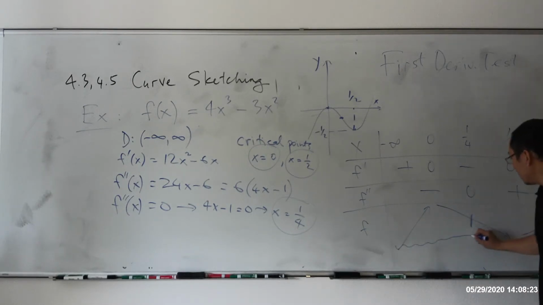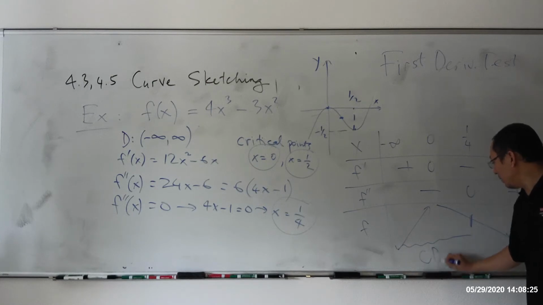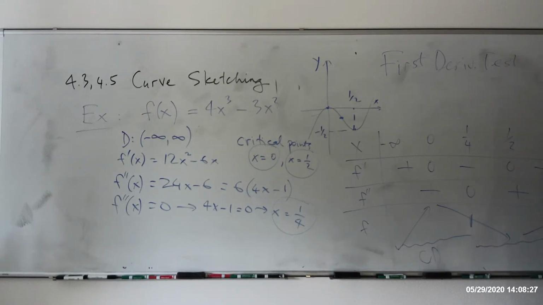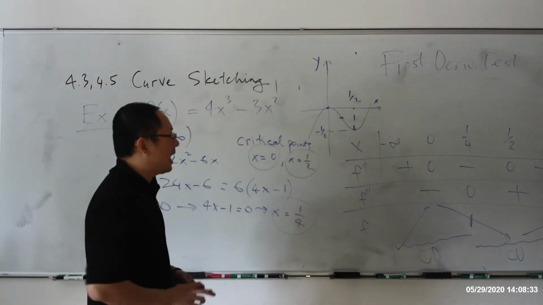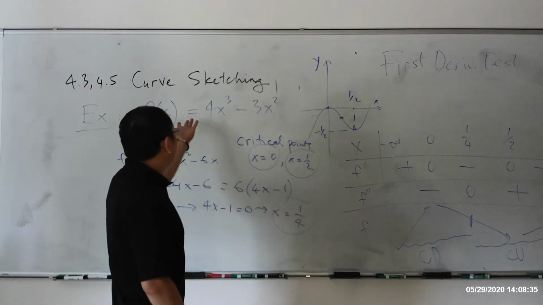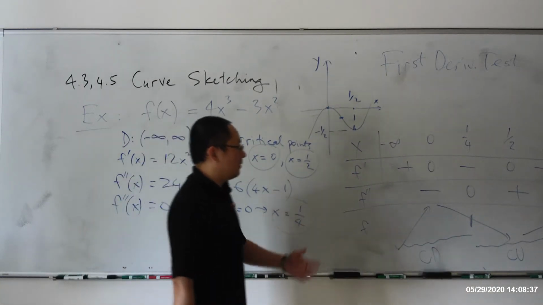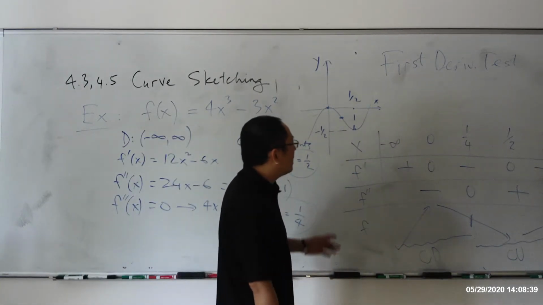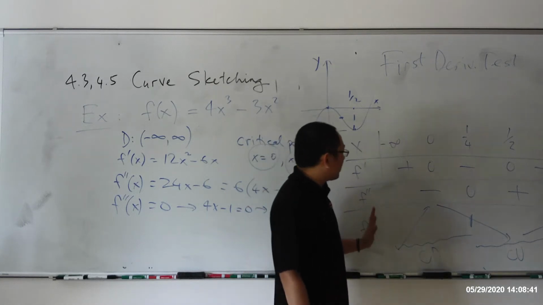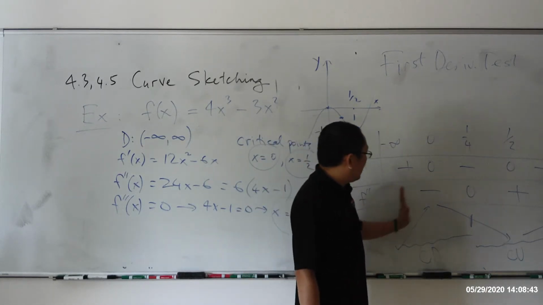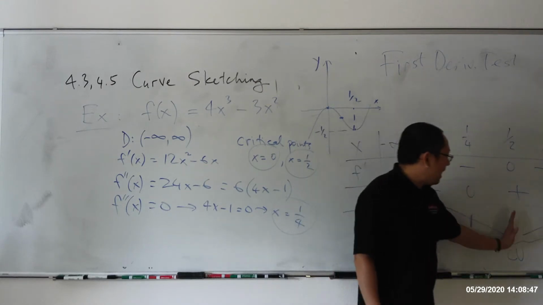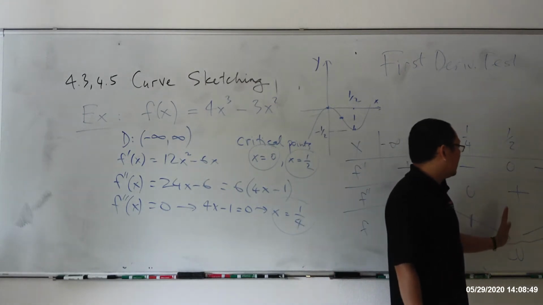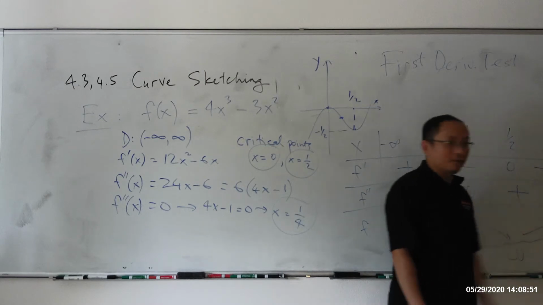From here to here, the graph is concave down. From here to here, the graph is concave up. So by looking at the table, even though I still don't have the exact graph for my function, at least I get a bunch of information. I can tell you that the graph will be increasing when x runs from negative infinity to 0. And then the graph will be decreasing from 0 to 1/2. And then it gets back to increasing when x goes from 1/2 to infinity.